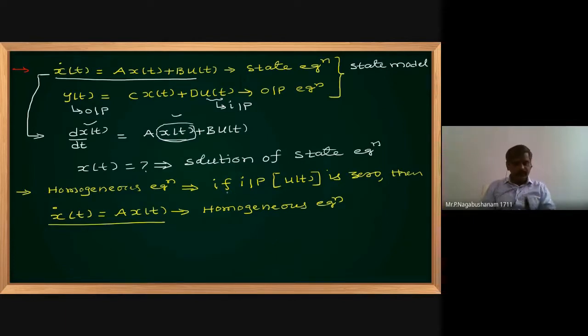Because it is an MCQ, you have to get the answer within 1 minute, so I am giving the question from homogeneous. Anyway, I will solve the non-homogeneous questions also. If the input is 0, then it is called a homogeneous equation. Let me write how to obtain the solutions. This is dx of t by dt equal to A into x of t. This is the differential equation.